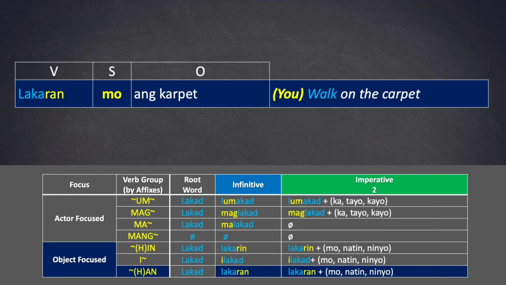Romantic, no? Our last example is, lakaran mo ang carpet. Walk on the carpet. Lakaran is an object-oriented verb. It emphasizes the object, which is the carpet. Walk on the carpet and no other surface.